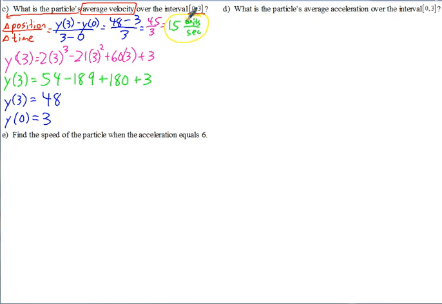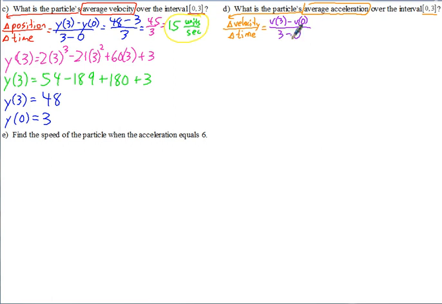Now let's look at the average acceleration, which is similar in how you calculate it to the average velocity. Again, this is different than instantaneous acceleration. We're not using the acceleration function at all. Average acceleration is the change in velocity over the change in time. So the change in velocity on interval 0 to 3 would be v of 3, the velocity at time 3, minus the velocity at time 0, over 3 minus 0.